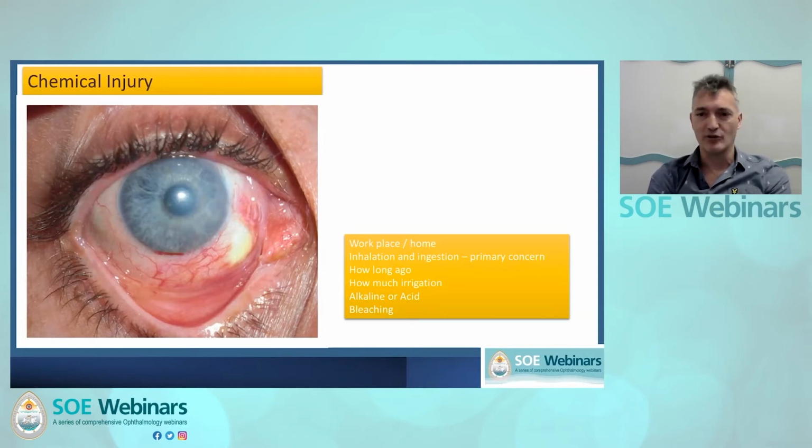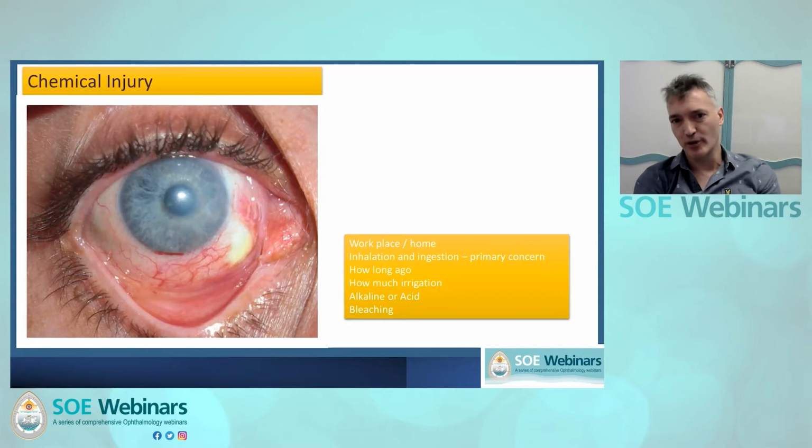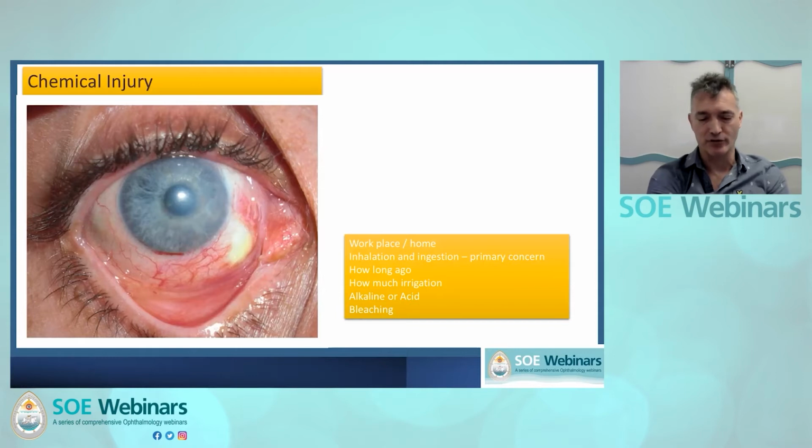Was it alkaline or acid? And you can see in this picture there's a white patch, which means there's bleaching. So these vessels have become ischemic. Ischemic vessels are a bad sign in a chemical injury.